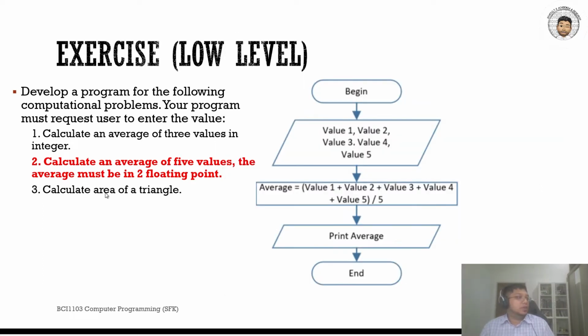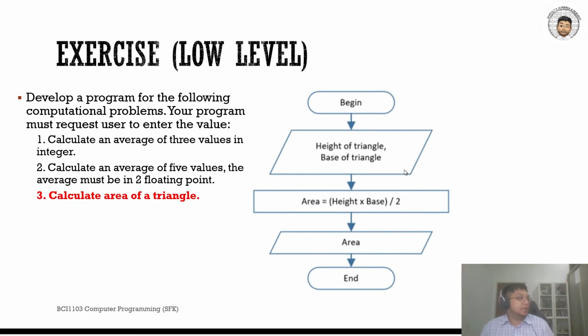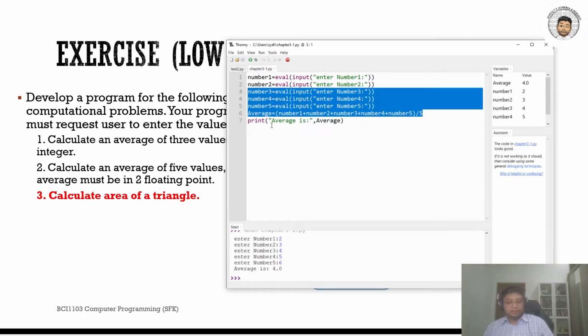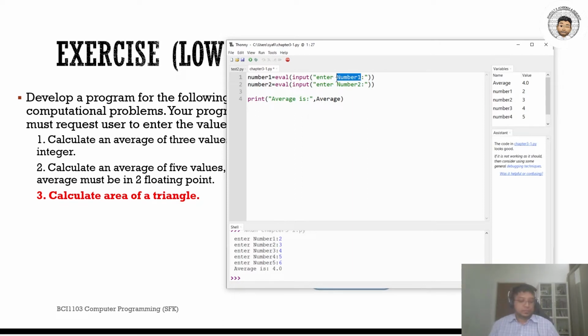And then we go towards the number 3 exercise. Develop a program for the following computational problem, which is to calculate the area of a triangle. So begin, height of triangle, and then you have base of triangle, and height times base divided by 2. So let's try and do it. Just continue. Just remove this one. Enter height. You can save the program if you want, but I just deleted everything. Base. Okay, so average changes to area.